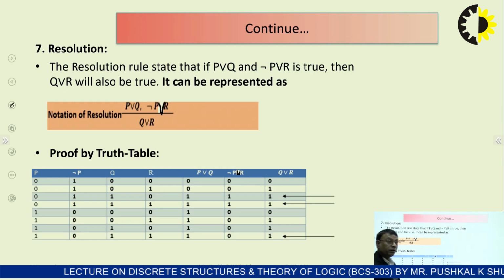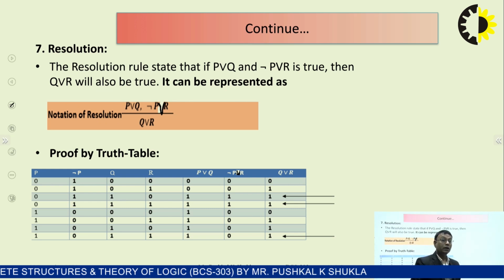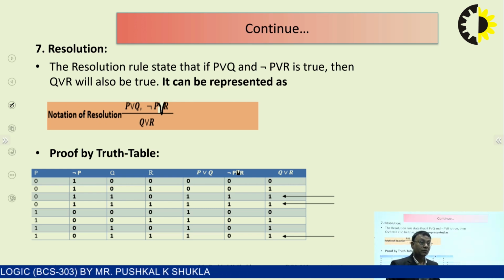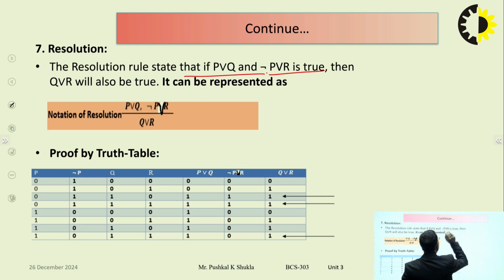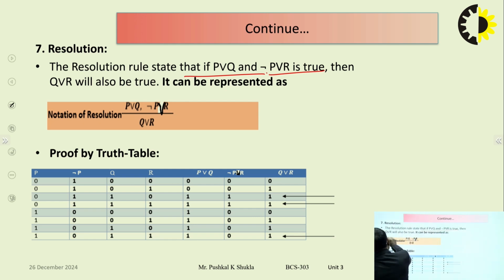Next, resolution, a very important inference rule used in artificial intelligence to prove whether a sentence is valid or not. To check the validity of sentences, we use resolution, a very important technique in artificial intelligence. The resolution rule states that if P or Q and negation P or R are true, then Q or R will also be true. So, P or Q is true and negation of P or R is true. This will infer Q or R will be true, as the negation P and P cancel out.